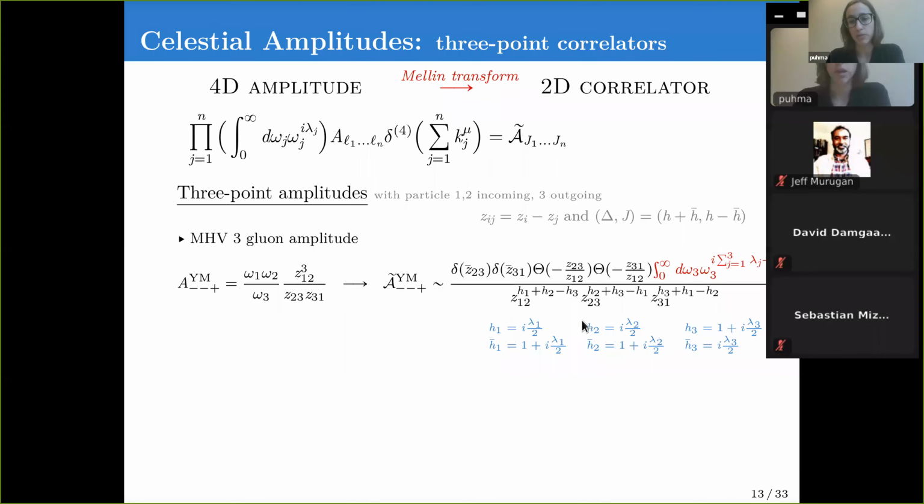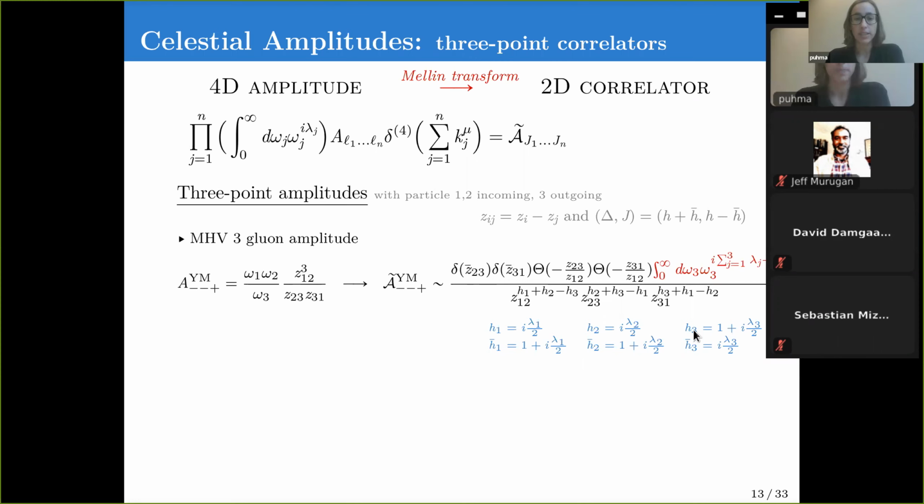But if we just focus for now on what's written in the denominator, we recognize that this holomorphic part of the three-point celestial Yang-Mills amplitude just takes the form of a three-point correlation function in CFT, where the exponents are related to the conformal weights under the Lorentz group. Now, the anti-holomorphic part, on the other hand, is rather unfamiliar. It is given by distributions in differences of points z bar on the celestial sphere. And these delta functions arise directly from the four-dimensional energy-momentum conserving delta function. So this is just a consequence of momentum conservation.